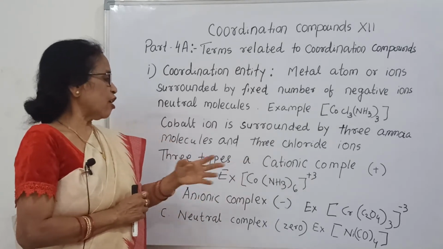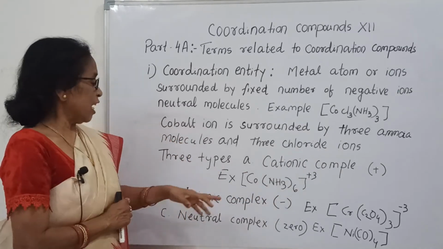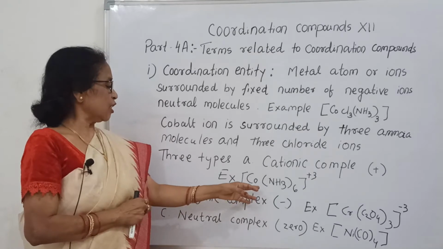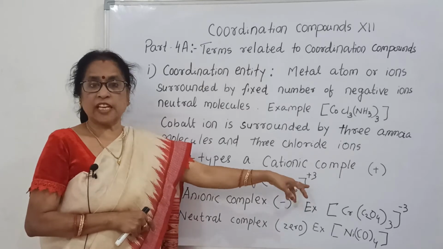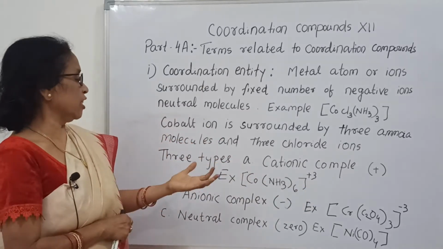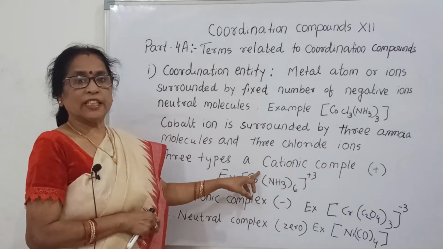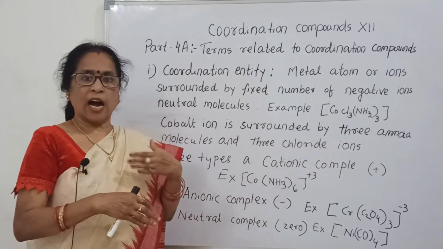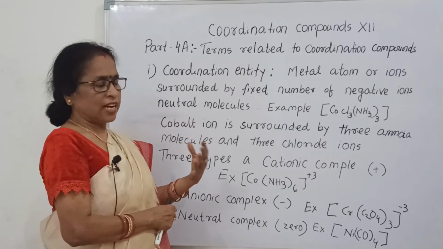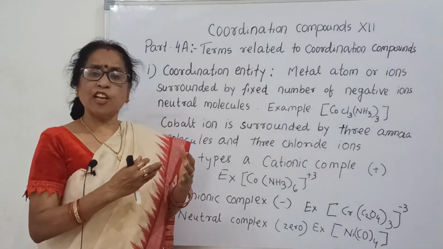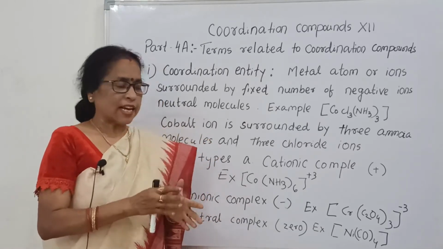One is the cationic complex. Here this is [Co(NH3)6]3+. That means the cobalt ion is surrounded by 6 molecules of ammonia in a square bracket having charge +3. How the charge is +3, we will see later. Only remember that ammonia is a neutral molecule, so its charge is 0 and cobalt is +3. How we calculate the charge of the central metal ion, I will explain later. Then the anionic complex. Cationic means positive complex; anionic means negative complex.